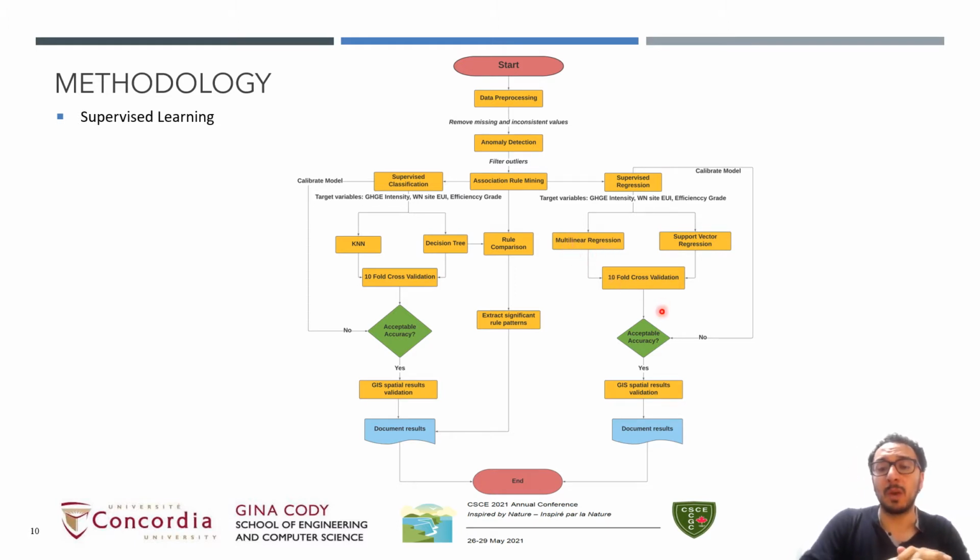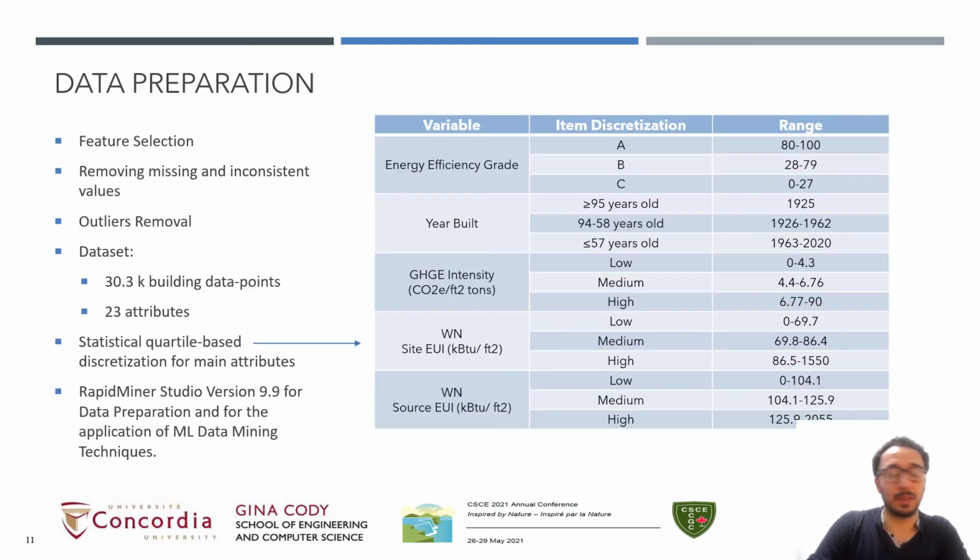These results were validated by cross validation, and finally, consistent accuracies were obtained. Then we validated our results through GIS validation, and we extracted the rules from the association rule mining and the rules from the decision tree, and then compared them, extracted the most significant parameters based on these rules, and documented our results.